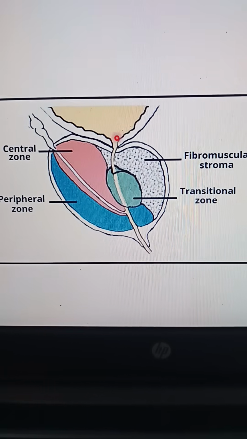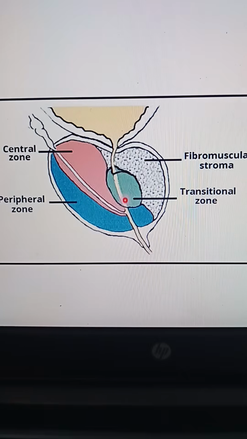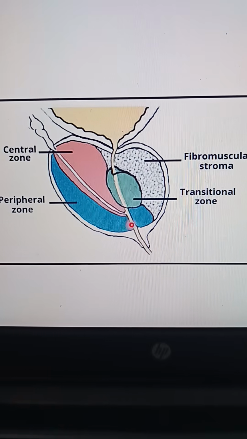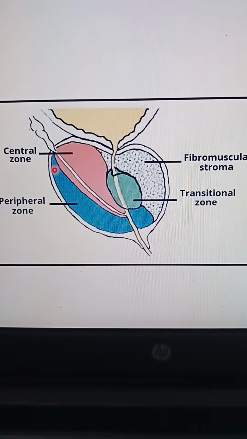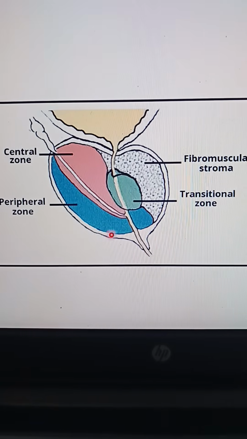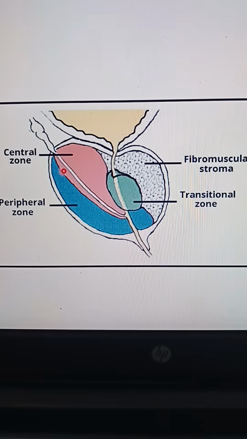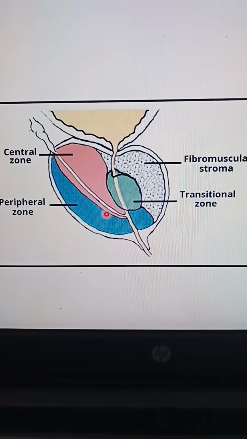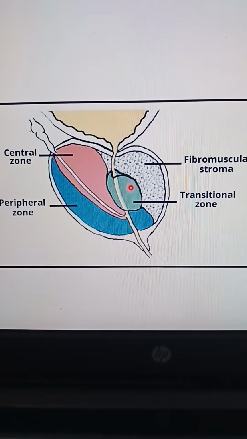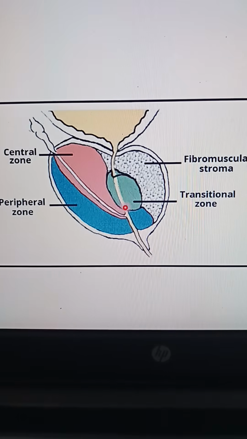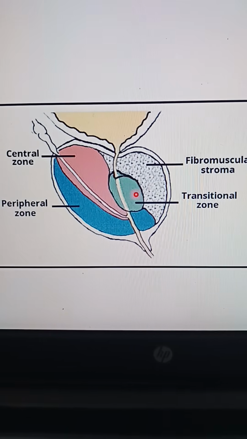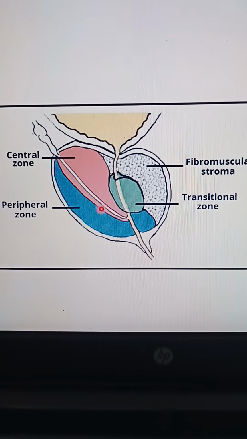So here if you track, the urethra pierces the transitional zone, the ejaculatory duct pierces the central zone, and the peripheral zone is free of structures, but it contains a lot of glandular elements, and here is a region where the majority of prostate cancer is seen. While the transitional zone, which is around the urethra, is the major site for benign prostatic hypertrophy. So this is a very simple way to remember the zones of the prostate.